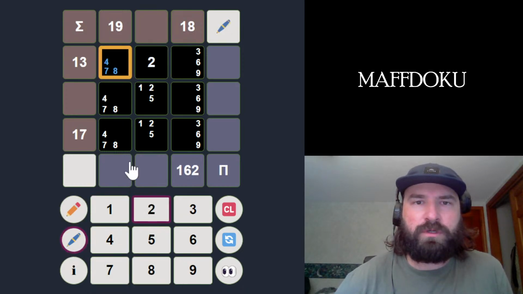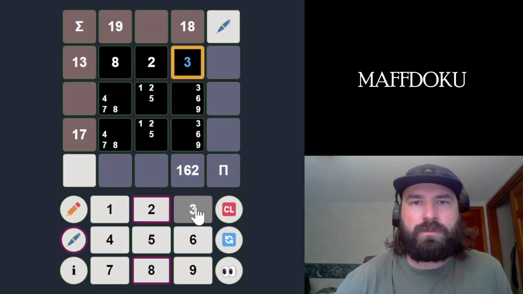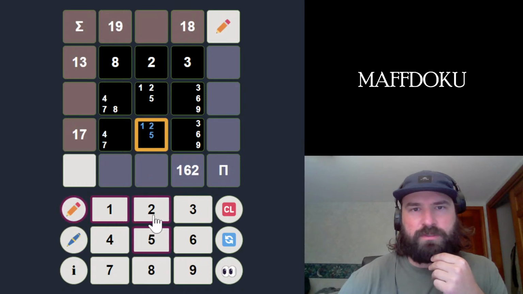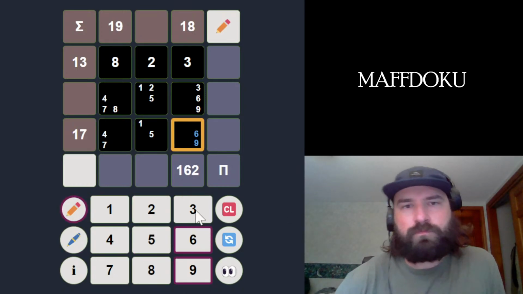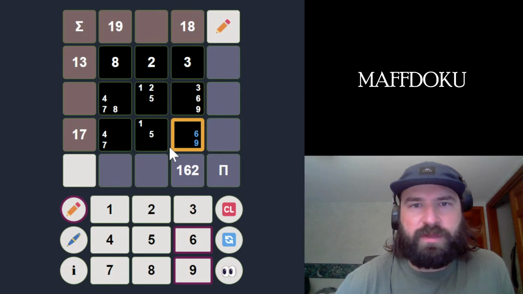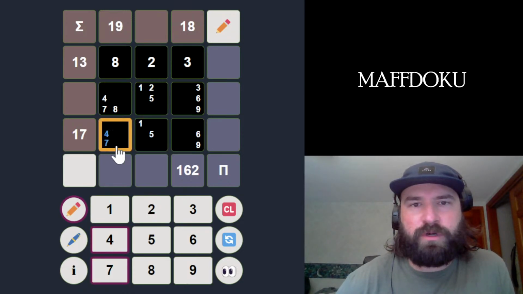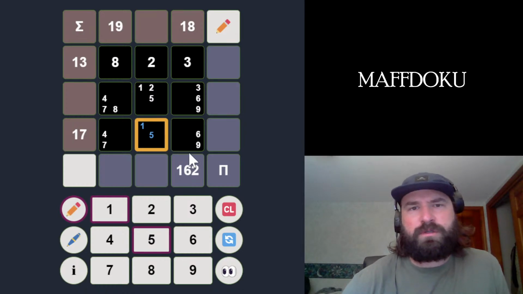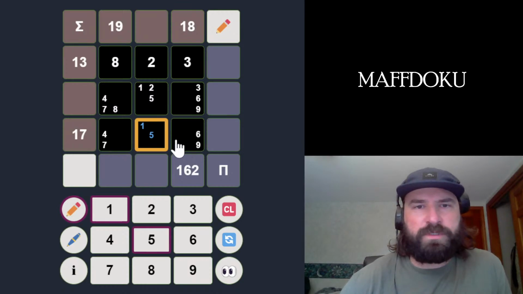So 2, 8, 3. Now we've narrowed this down quite a bit. This can't be an 8. This can't be a 2. This can't be a 3. So now we have to make 17 with the numbers that we have left. 1 plus 9 plus 7 I'm seeing works. It's definitely the only way we're going to be able to use the 1. And then 5, that's not going to work, right? 5 plus, yeah, no, doesn't work. So it's 1 plus 9 plus 7 down here.